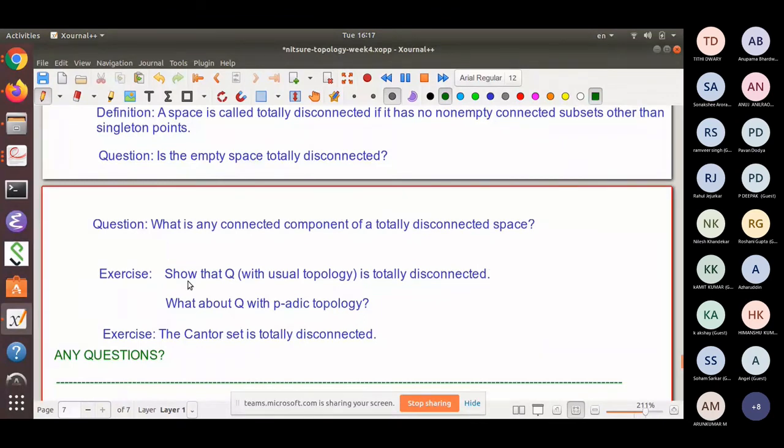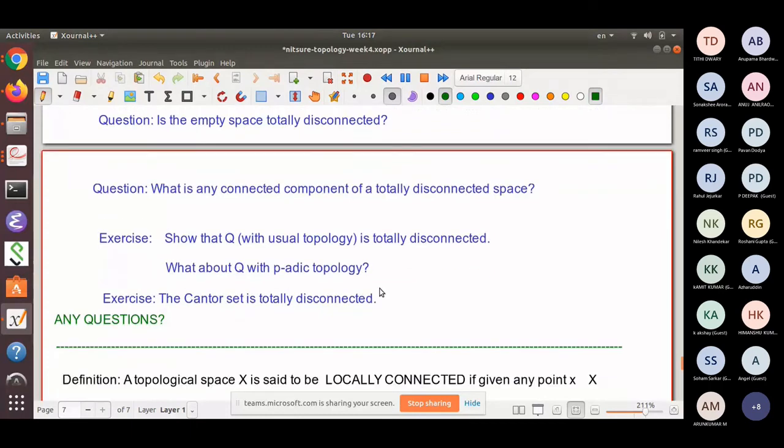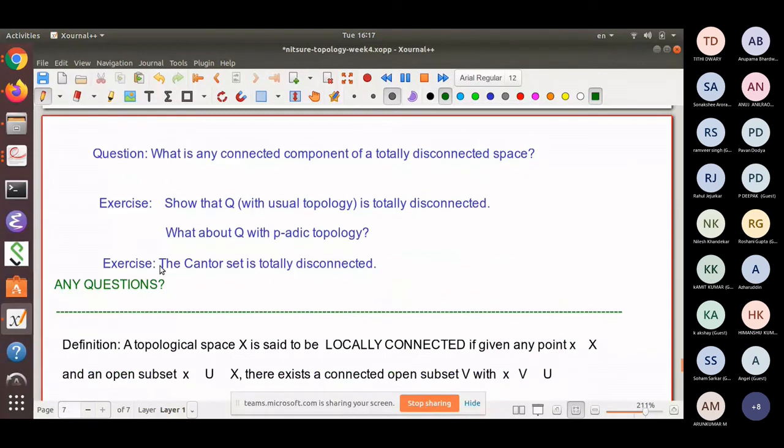So exercise: show Q with the usual topology is totally disconnected. What about Q with the p-adic topology? You are supposed to answer it at your leisure somewhere. Now the next exercise is that the Cantor set is totally disconnected. Everybody knows what the Cantor set is, right? It's the favorite of analysis textbooks, measure theory, all kinds of things.